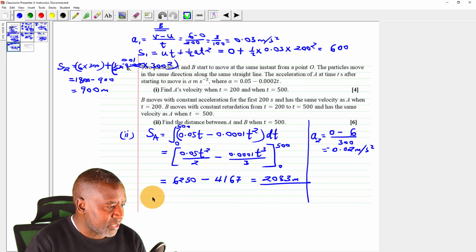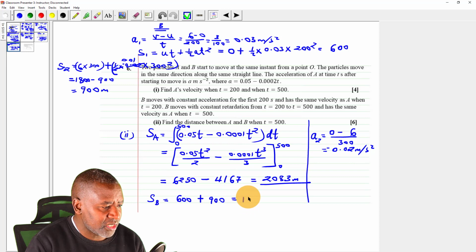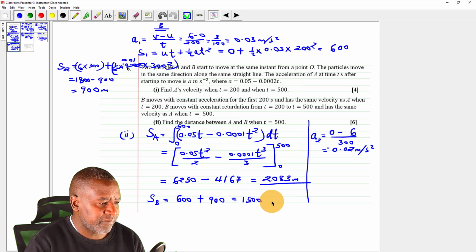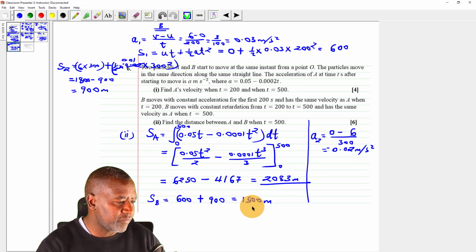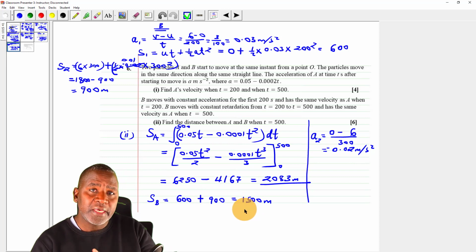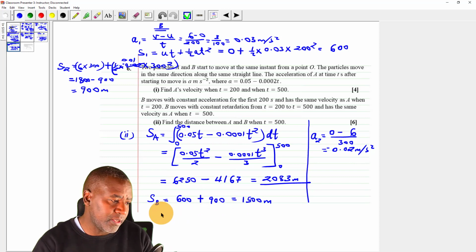So the S of B is going to be equal to the first displacement, which was 600, plus the second displacement, which is 900, and that will be 1,500. So you can see that it's obvious that the displacement of B is less than the displacement of A.